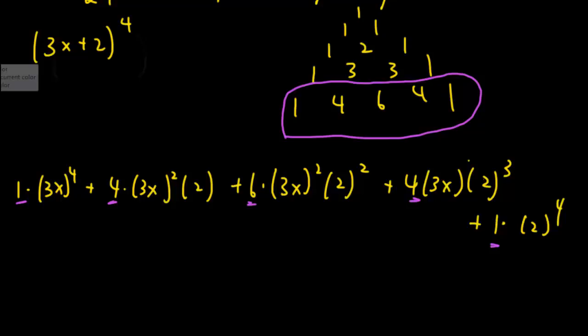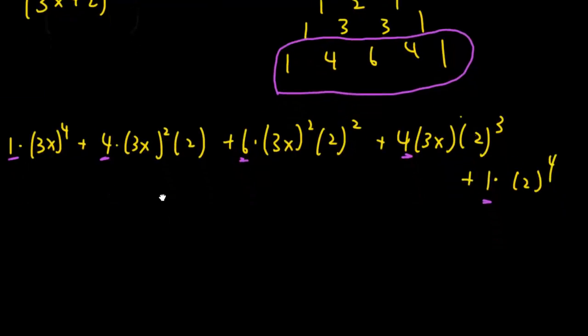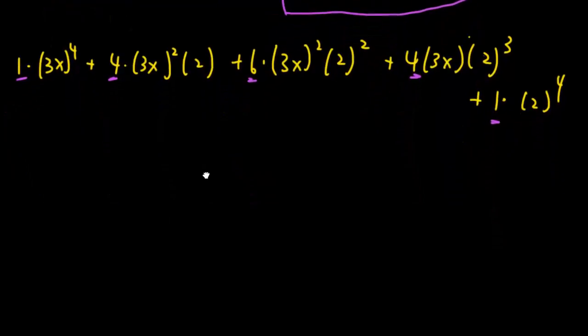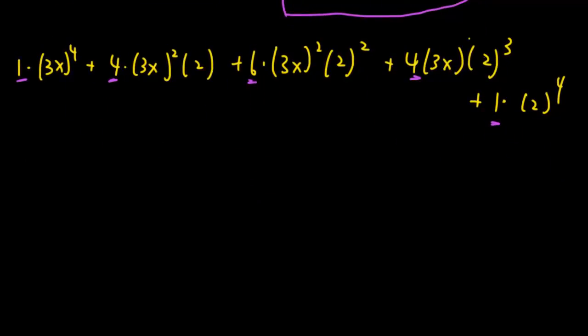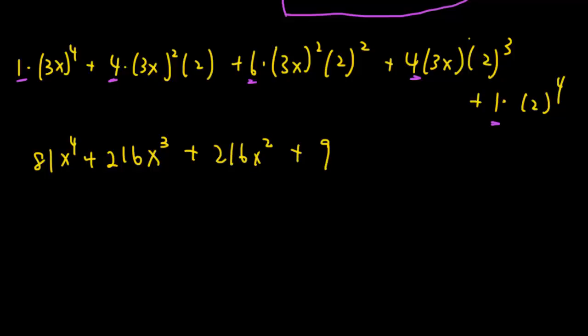Okay, so what is my final answer? So after you've got everything down, all you have to do is just simplify. Okay, so that will be 81x to the 4th plus 216x cubed plus 216x squared plus 96x plus 16.